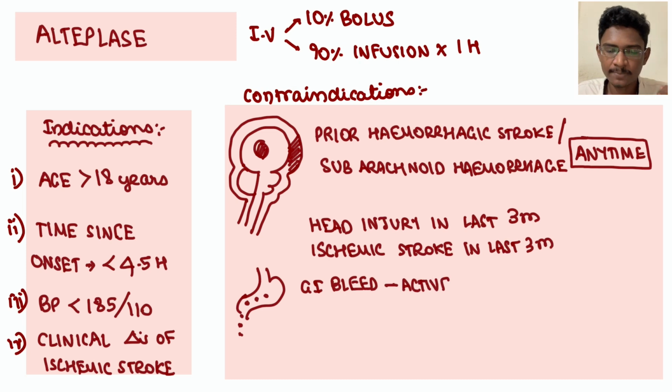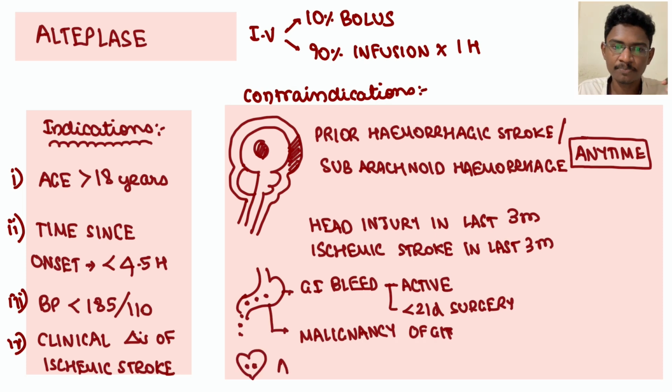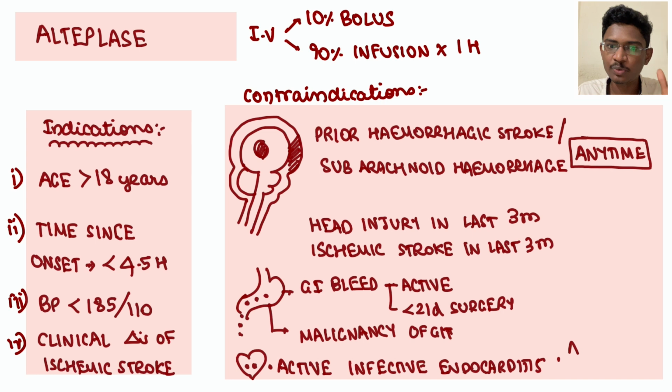Same thing, GI: active GI malignancy, active GI bleed, never thrombolyze. And if there is any GI peptic ulcer in the recent 21 days, never thrombolyze. Okay. Next, what you should know is the heart. With respect to active infective endocarditis, never thrombolyze, because infective endocarditis might have thrown vegetation which blocks the artery, resulting in ischemic stroke. But if you thrombolyze, that area is already superseded by infection, so it might easily go into hemorrhagic transformation. So never thrombolyze in active infective endocarditis.